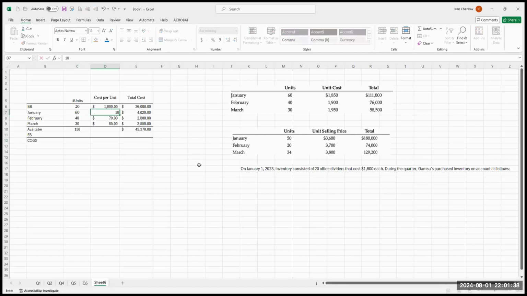My first purchase is $1,850. My second purchase, $1,900. My third purchase, $1,950. So at this point, I have my available, my total cost. If I need the weighted average per one divider, I can easily get it. I have the total cost divided by the available. I'm going to get the average cost.